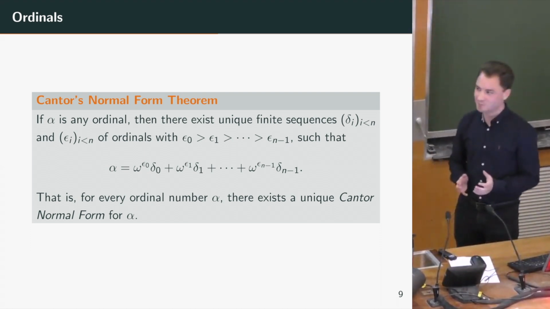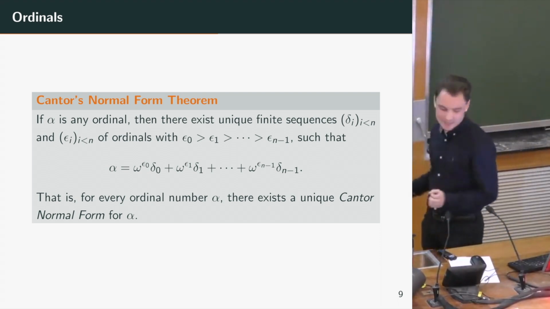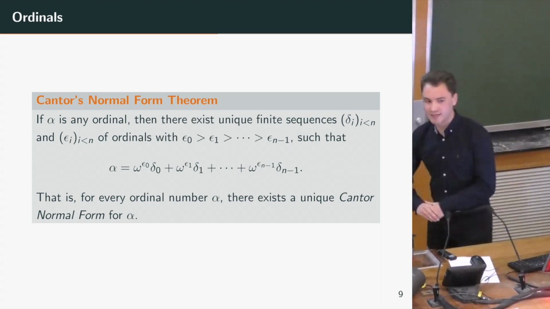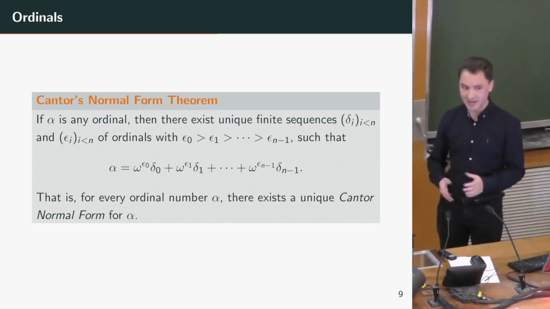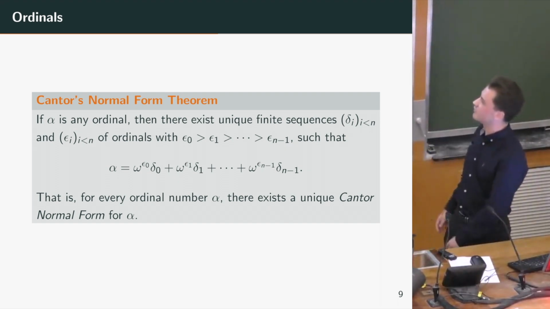And I'm going to slightly abuse the way I talk about it in describing it as just a base omega representation for every ordinal alpha. And this is unique. So every ordinal alpha has a unique Cantor normal form, which is, as we see here, this general thing.